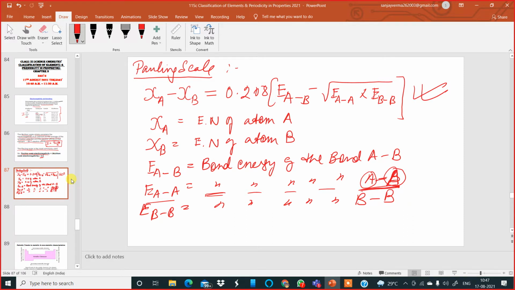Now, this was the Pauling scale. From the Pauling scale, what do we come to know? We come to know the electronegativity difference, after which we come to know whether a given bond in a molecule is ionic or covalent or polar covalent.